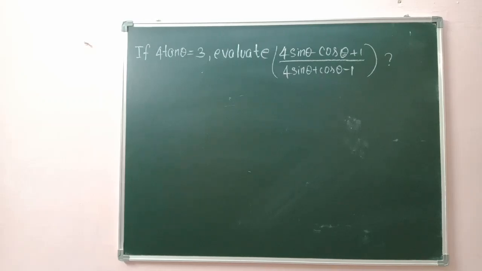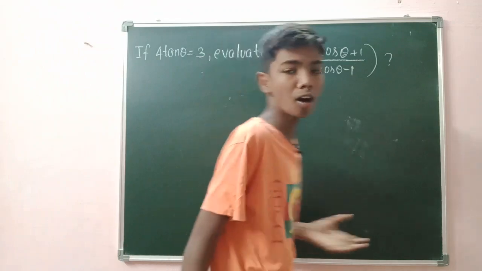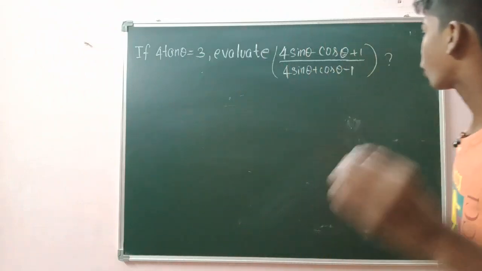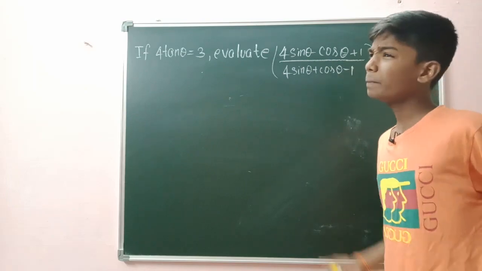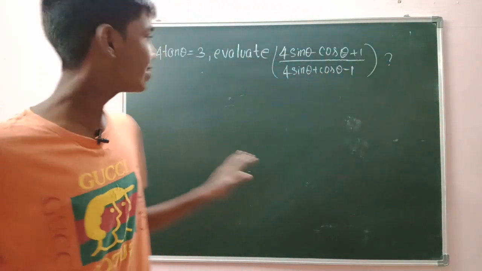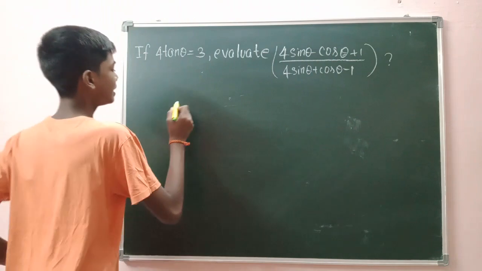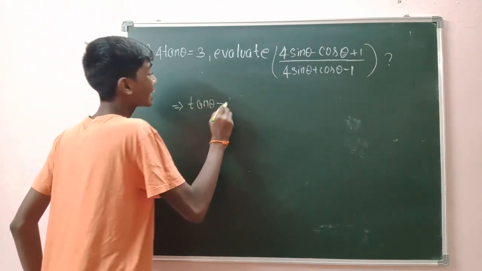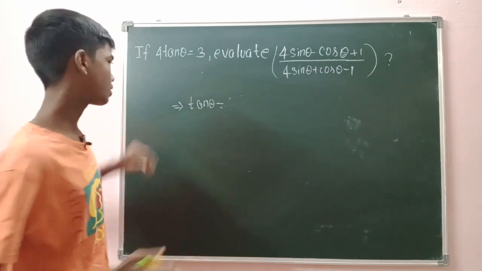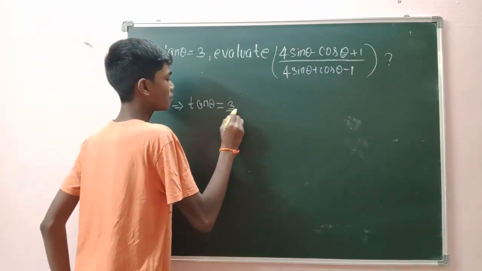Our next question is, if 4 tan theta is equal to 3, evaluate the value of (4 sin theta minus cos theta plus 1) divided by (4 sin theta plus cos theta minus 1). So people, this is a very easy one. If 4 tan theta is equal to 3, I would say that tan theta is equal to 3 by 4. Write with steps, that's very important. Okay, so tan theta is equal to 3 by 4.